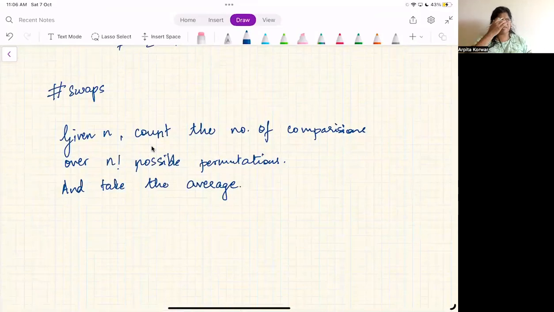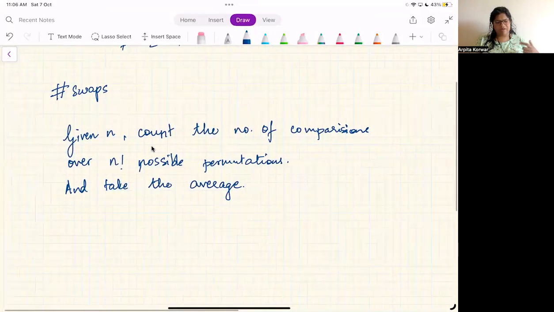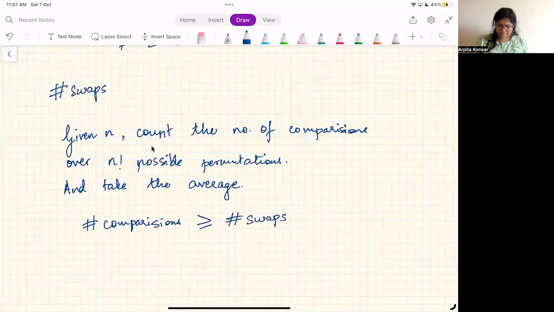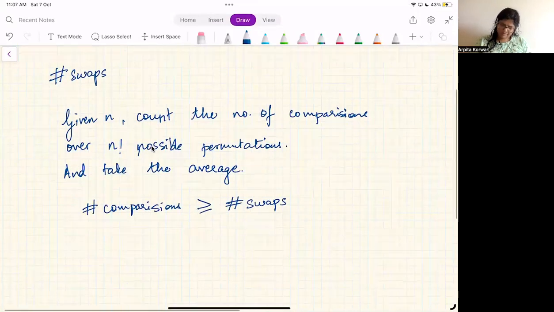You should not say time complexity, because if you say complexity, then you'll also have to include the time taken to do the comparison, how big the numbers are. You'll have to include all that. That also can be done, but today we are doing the number of comparisons. Do you agree that the number of comparisons is greater than or equal to the number of swaps for any permutation? Only after you compare, then you decide whether to swap or not.